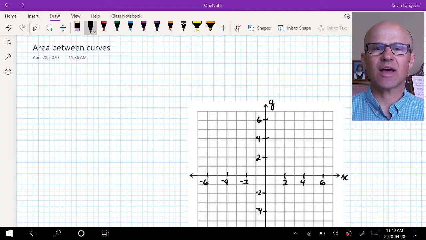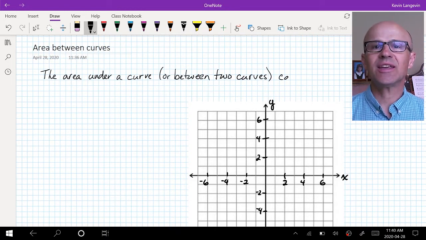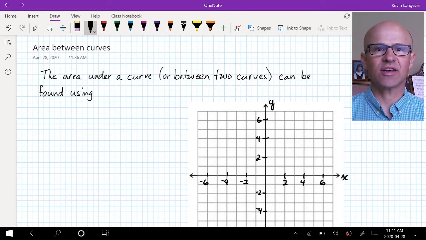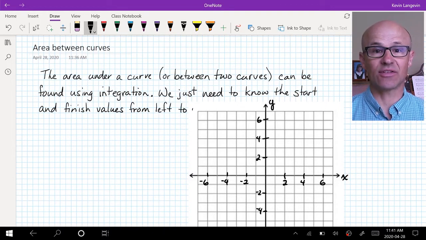So the area under a curve, or the area in between two curves, as I said, is very, very simple. It does involve some calculations, and it involves us dealing with the definite integral again, where we needed to be able to plug in numbers and not worry about the c value.